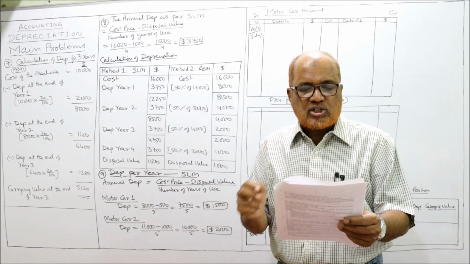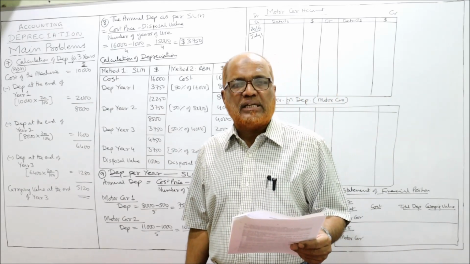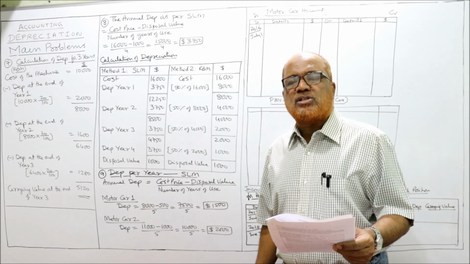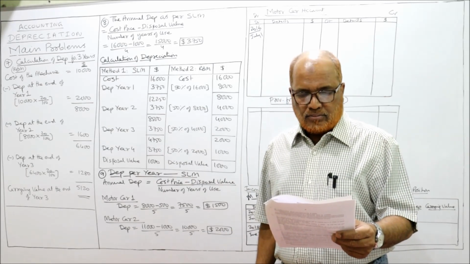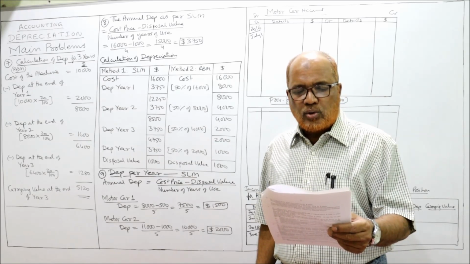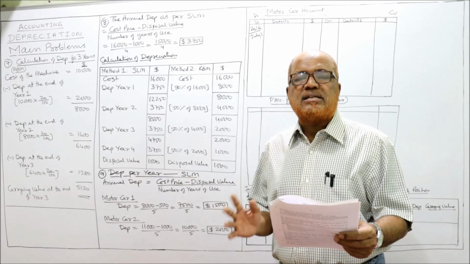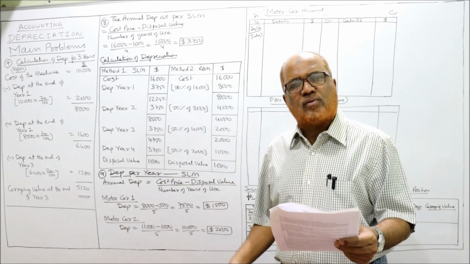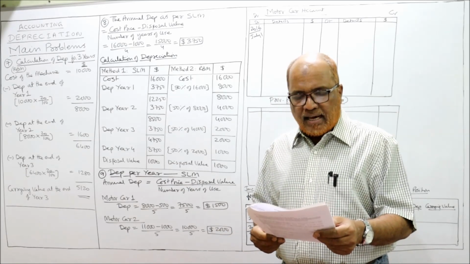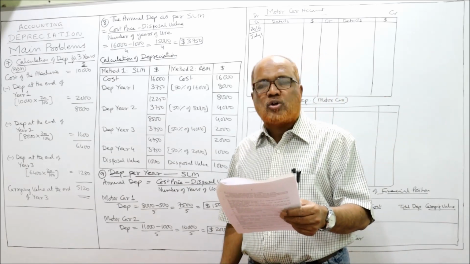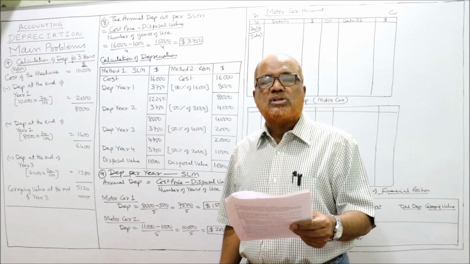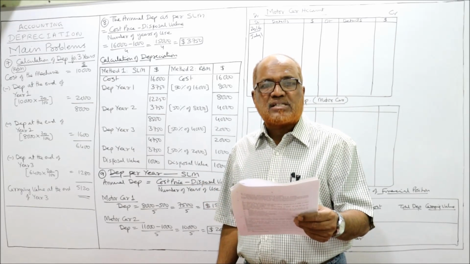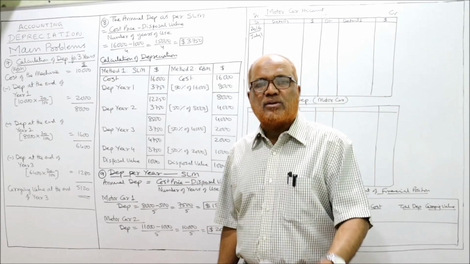The first car was purchased on 1st July 2016 and second motor car was purchased on 1st July 2017 after 1 year. They expect each car to be in use for 5 years. The estimated life of the car is 5 years for both the cars. They expect the disposal value of the first car to be $500 and the second car to be $1,000. This is the disposal value, scrap value. First car 500, second car 1,000.